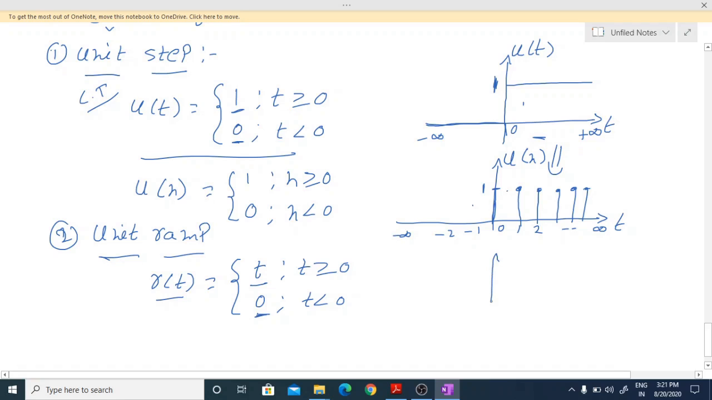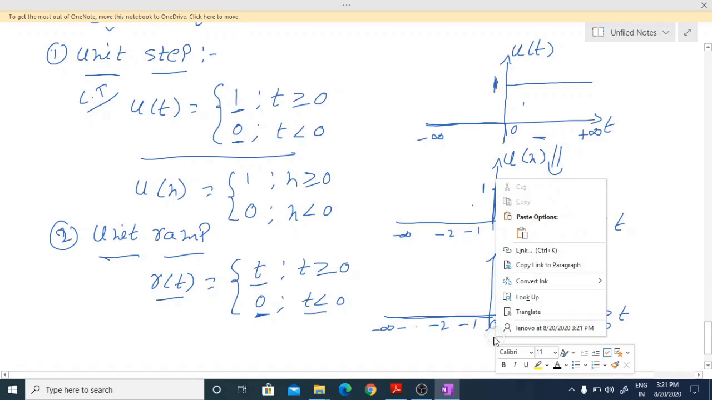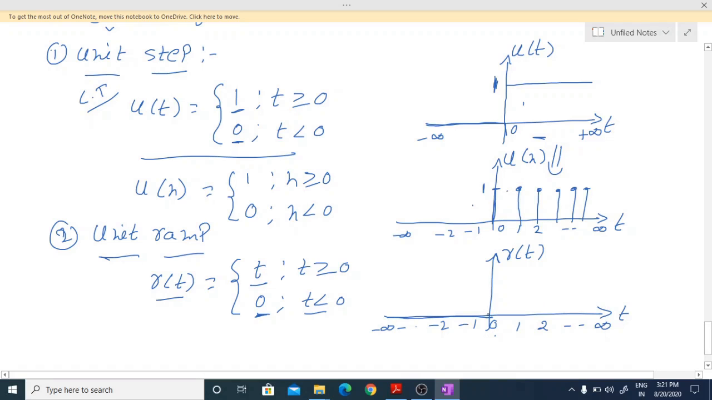And now if I draw this ramp signal, here the x-axis is t and the y-axis is r of t, and on the positive side 0, 1 up to plus infinity, minus 1, minus 2 up to minus infinity. As per our second condition, if t is less than 0, the amplitude is 0, and whenever the t value is greater than or equal to 0, then the amplitude is the same.